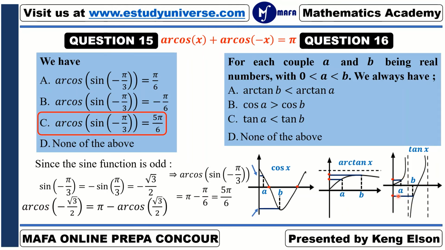So in this last case, tan A is a positive value and tan B is a negative value. So you see that tan A will be greater than tan B. Option C is saying that tan A is less than tan B, which is wrong. So what can we conclude? Option D is correct. None of the above.